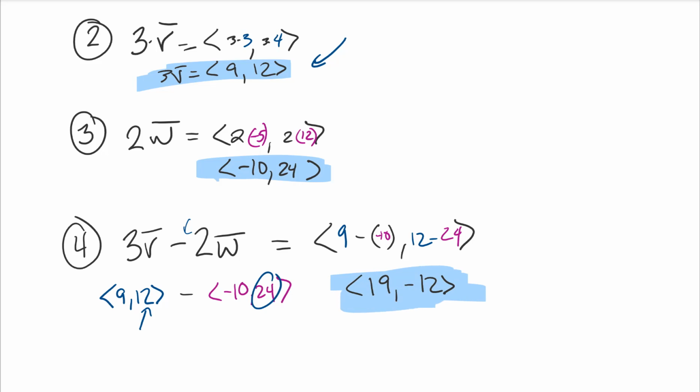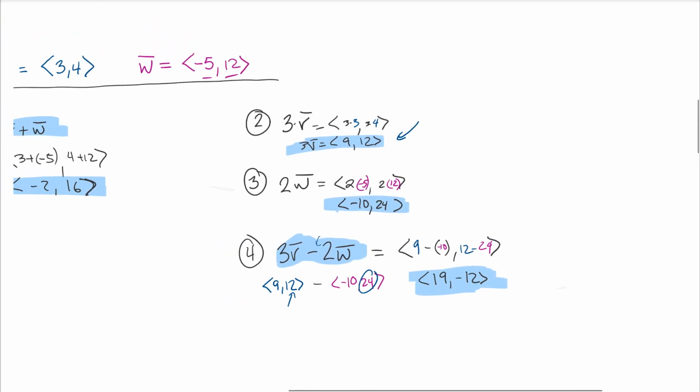And that's how we can take something like multiplying a scalar by a vector, minus the -2 times the vector w. So there's our games. This is how we play them.